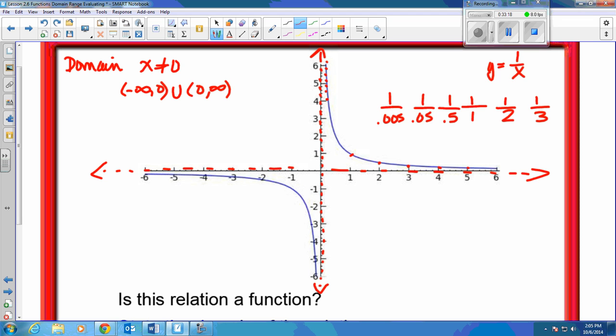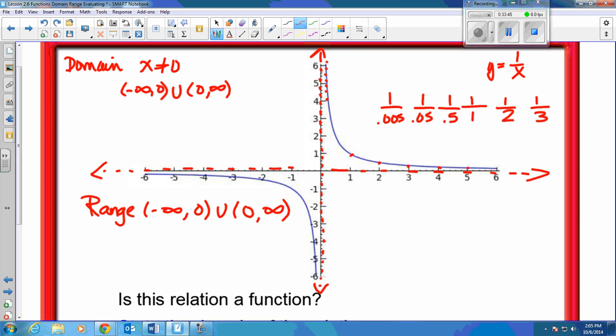What would the range be? Except not including? Except for 0. So the same thing for range, right? I can have negative values up to but not including 0. I can have positive values as long as we don't include 0. Is it a function? Yes, it is. It passes the vertical line test.